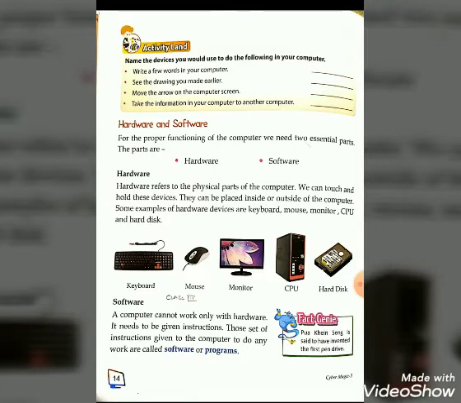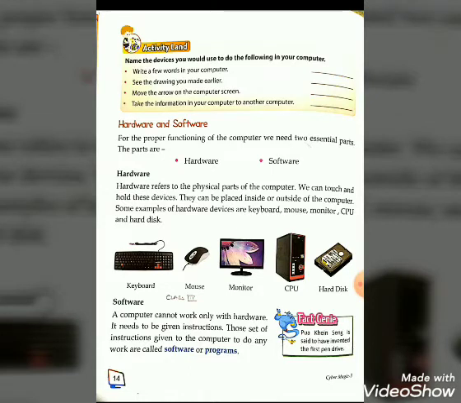What is hardware? Hardware refers to the physical parts of the computer. We can touch and hold these devices. They can be placed inside or outside of the computer. Some examples of hardware devices are keyboard, mouse, monitor, CPU and hard disk.